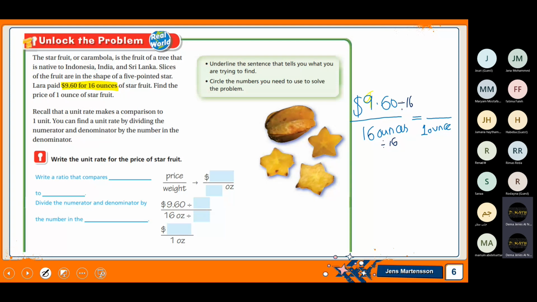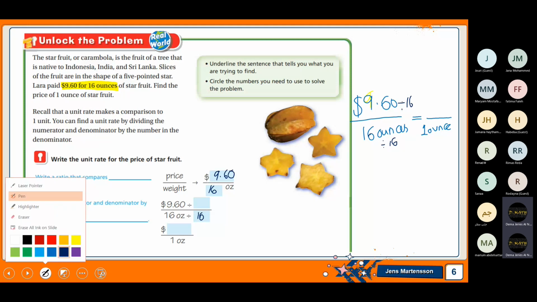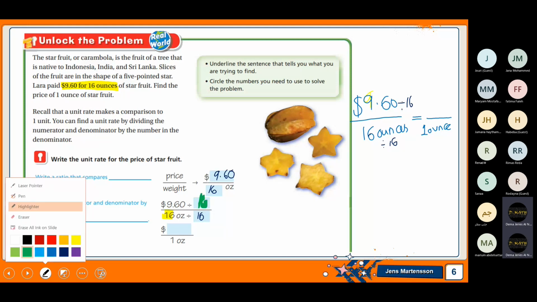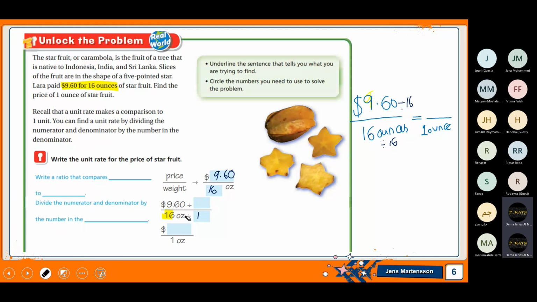So these are the steps. The first one, I will write as a ratio that I want to compare, like $9.60 per 16 ounces. OZ means ounces. Now, how do I make it to be 1? I will divide by 16. Why 16? Just divide by the number that is written in the denominator in order to make it 1. And here by 16 too.